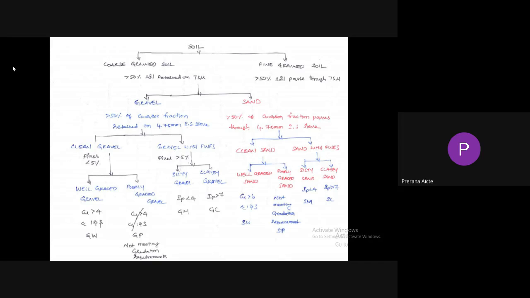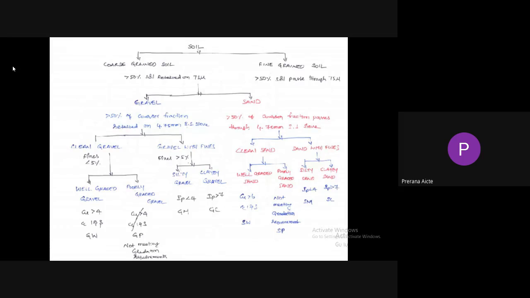In a similar fashion, if greater than 50% of the coarser fraction passes through the 4.75 mm IS sieve, then it is sand, again divided into two types: clean sand and sand with fines. It is called clean sand when fines are less than 5%. In the second category, fines are greater than 12%, sorry, 12%. The sand is called sand with fines when fines are greater than 12%.